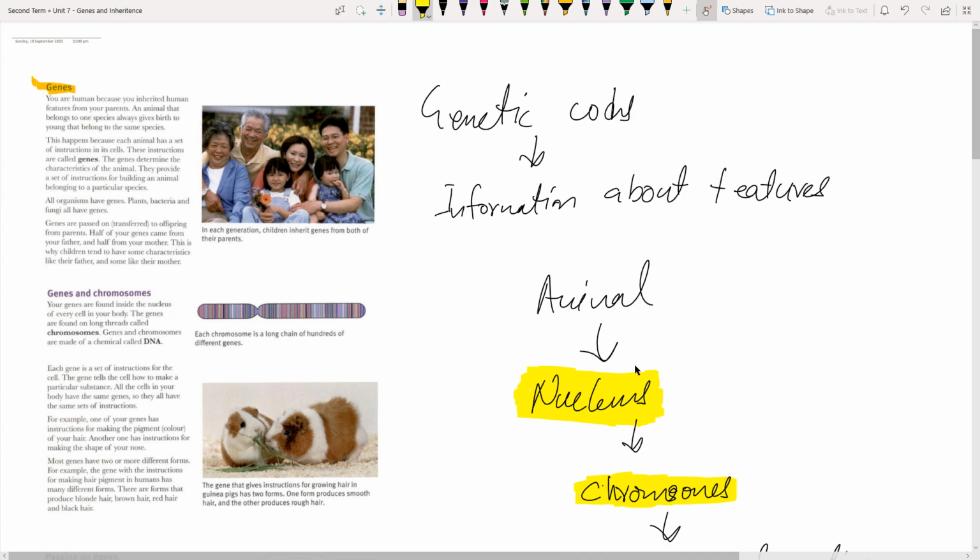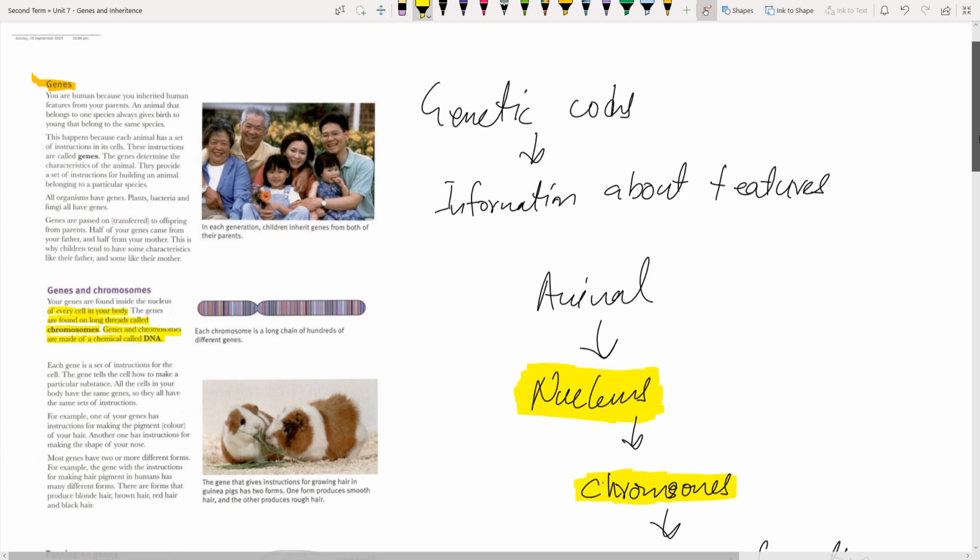And what are these genes and chromosomes, right? Your genes are found inside the nucleus of every cell in your body, right? These genes are found on long threads called chromosomes, right? Genes and chromosomes are made of chemicals called DNA, right? So please differentiate between these terms of DNA, chromosome, and nucleus, right?